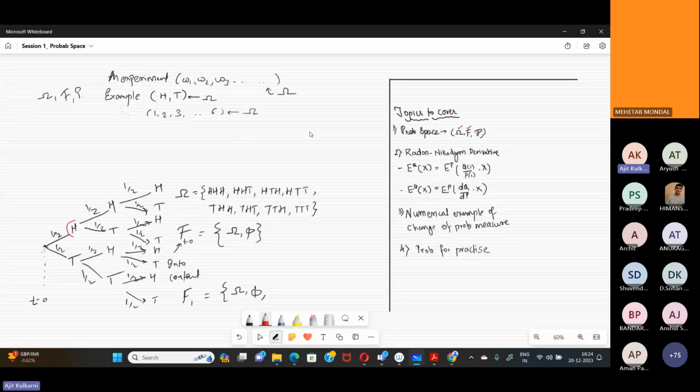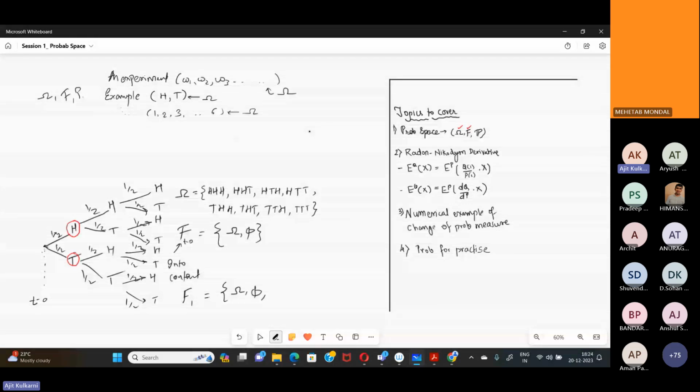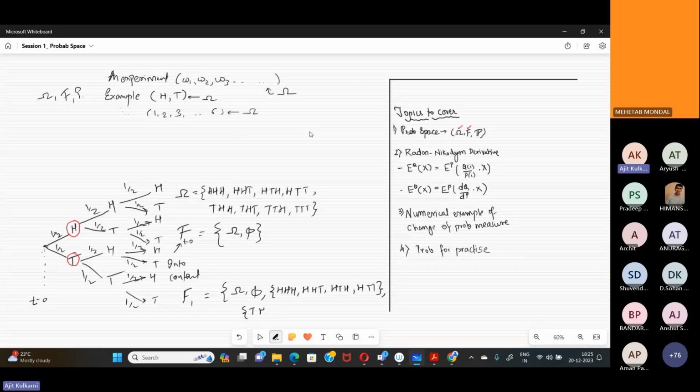But what can happen at t equals 1 is that you are either going to be on this branch or on this branch, and you know that for sure. So your information set, your omega, gets partitioned depending on where you are. If it is on H, so your first toss was a head, you are going to keep everything with the first toss as head. So you have HHH, then HHT, then HTH, and then HTT as one set. Or you can have the second set: THH, THT, TTH, or TTT. And I close this. I hope everyone is comfortable with this.